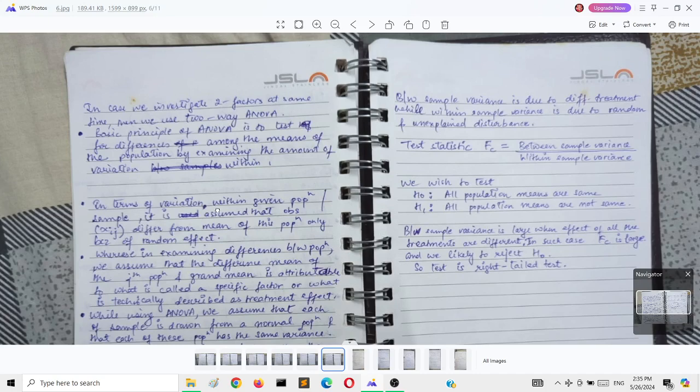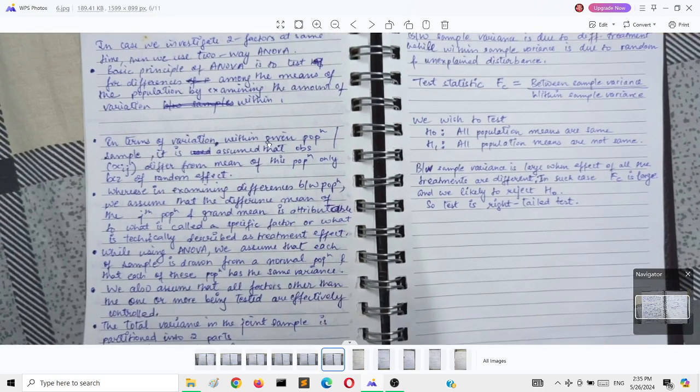Now, the basic principle of ANOVA is to test for the differences among the means of the population by examining the amount of variation within the samples. So what are the means of the population? What are the multiple means of the population? We calculate the variation among our data samples, and we get the inference about the means accordingly.